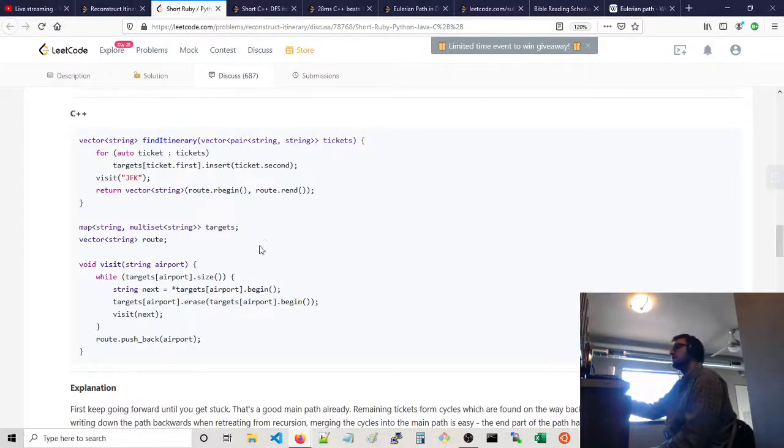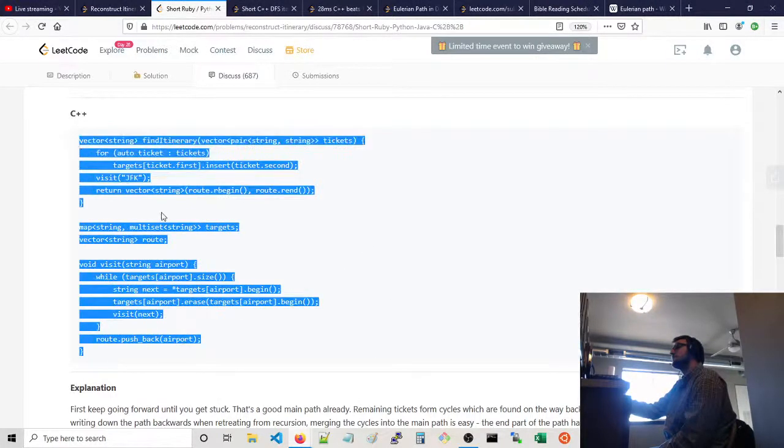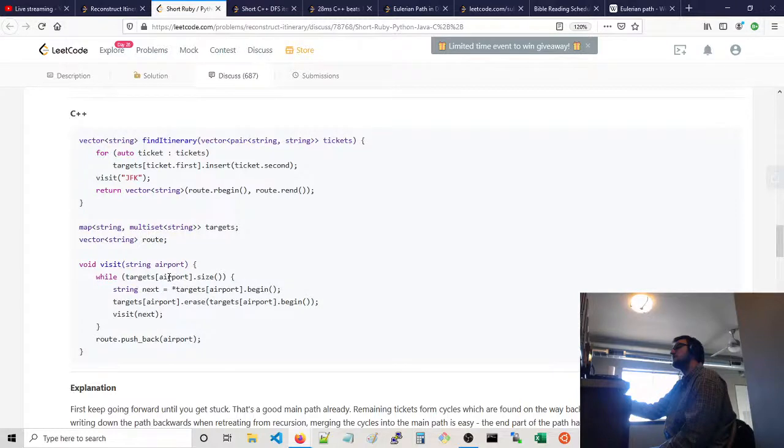Wow. Wait a second. This is pretty interesting. I notice he doesn't push anything back into this set. I've got to think about this. What is going on?